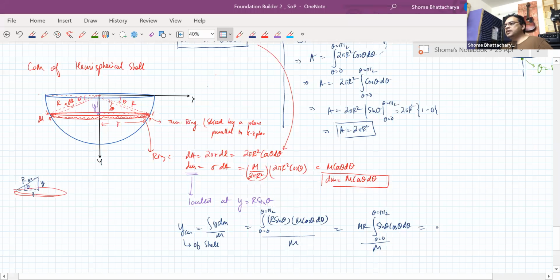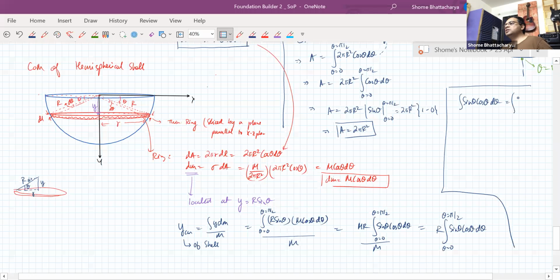So one more step, I'll cancel the m's, and I have this r into sine theta cos theta d theta from theta equal to 0 to theta equal to pi by 2. For doing this integration, I have two methods. I'll show those methods here. One method is integration of sine theta cos theta can be expressed as integration of sine 2 theta by 2. So that is half into integration of sine 2 theta, and that will become half into minus cos 2 theta by 2, plus c.